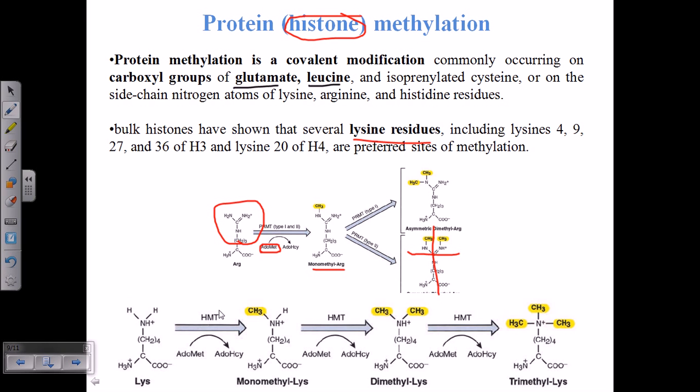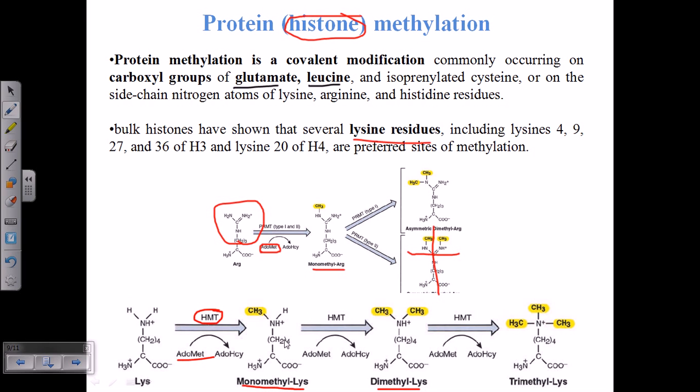Now HMT, or histone methyltransferase, will come, and with the help of adomet it will attach this methyl group to one of the nitrogens. Again here it is a CH3 attached to here. It is converting this lysine into monomethyl lysine. Then a second round of methylation is also possible. It is called dimethyl lysine.